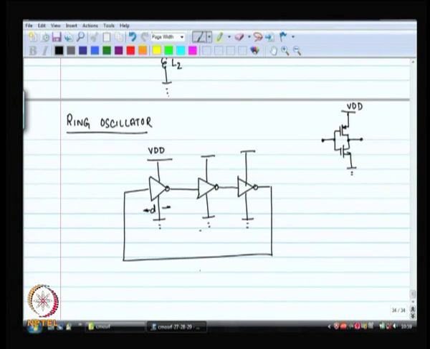Let us say each of these inverters has a delay of D, then if this is a 1, then after a delay of D, this becomes a 0. After a delay of 2D, this becomes a 1. After a delay of 3D, this again becomes a 0, which is the same net. Right. So, if this particular wire is a 1, after a delay of 3D, it goes back to 0. After another 3D, it will again become a 1. So, the net period is 6 times D, which means that the oscillation frequency is going to be 1 by 6D. So, this is trivially simple to analyze. If you can figure out the value of D, you are done.